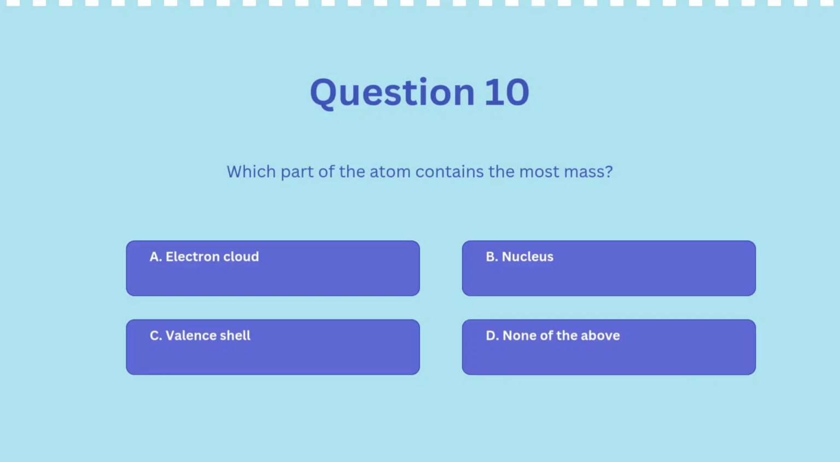Question number 10. Which part of the atom contains the most mass? Option A, electron cloud. Option B, nucleus. Option C, valence shell. And option D, none of the above.